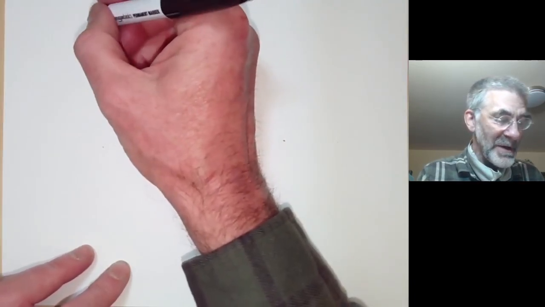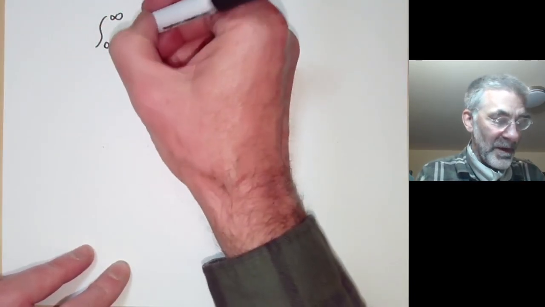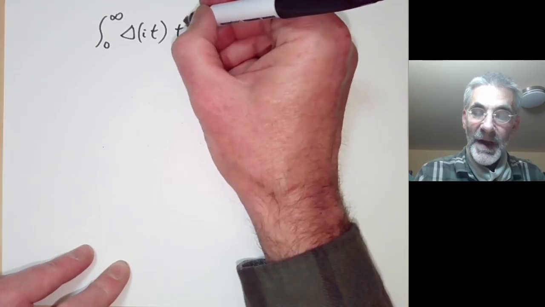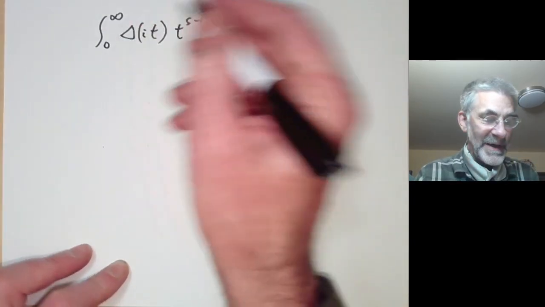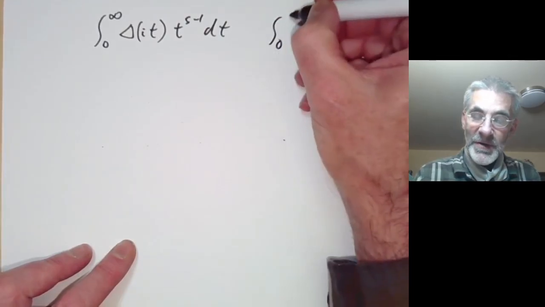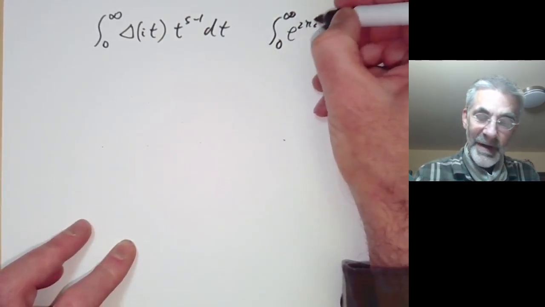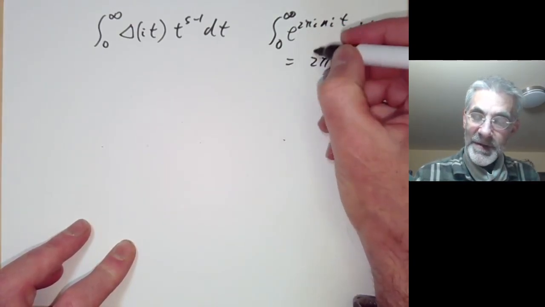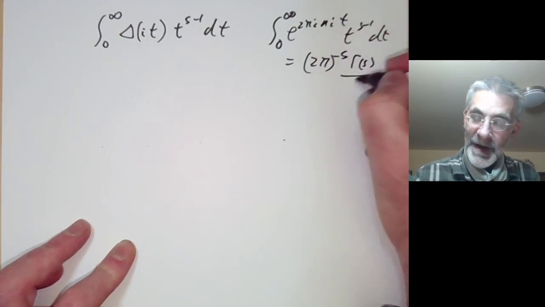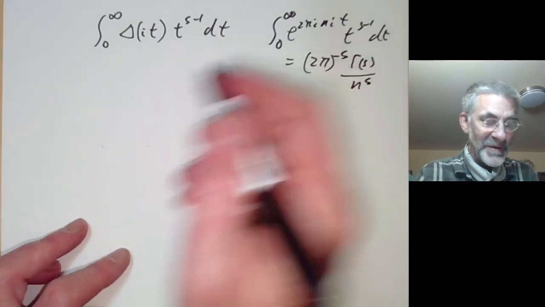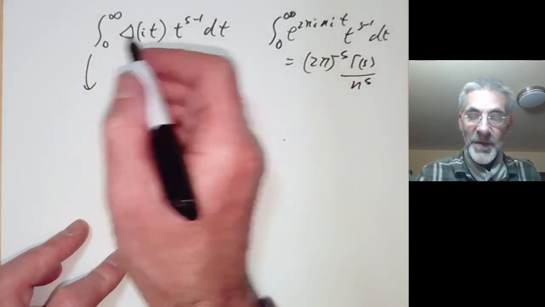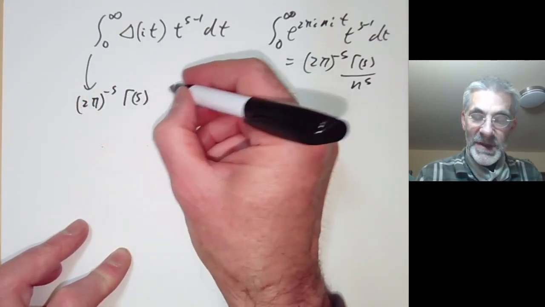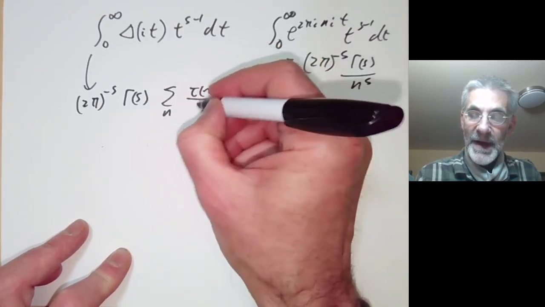So here's what you do. What we do is we take the Mellin transform of the discriminant function. So we integrate delta of it times t to the s minus 1 dt. That's a Mellin transform. And now using the fact that the integral from 0 to infinity of e to the 2 pi i n i t times t to the s minus 1 dt is just 2 pi to the minus s gamma s over n to the s. That's more or less the definition of the gamma function. We find this Mellin transform of the discriminant is 2 pi to the minus s times gamma of s times the sum over all n of tau n over n to the s.